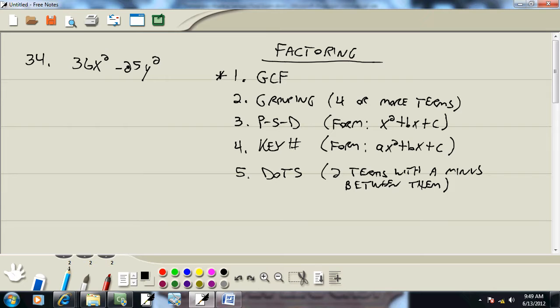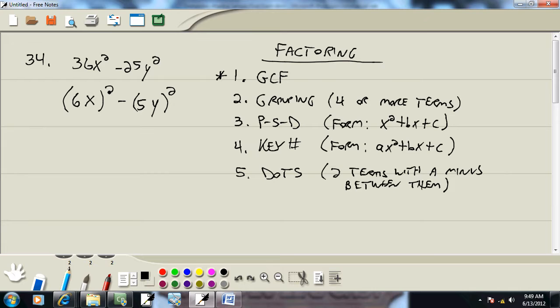Well, we said this is difference of squares. Difference of squares says you try to write it as something squared minus something else squared. You look at the first piece, the 36, and ask yourself what times itself gives you 36, and that's 6. The x squared, x times x gives you x squared. 5 times 5 gives you 25, and y times y gives you y squared. So we were able to write it as something squared minus something else squared.